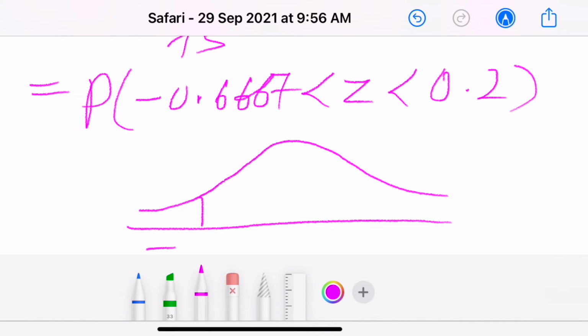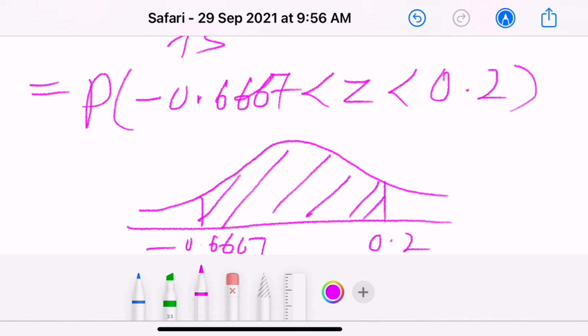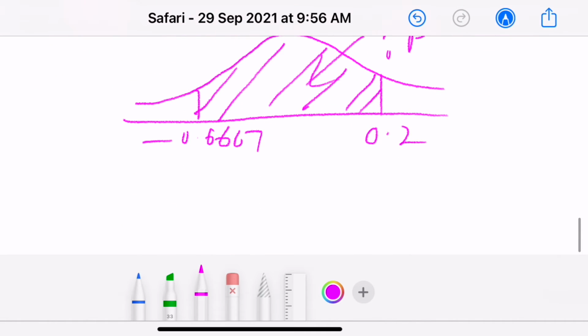Now let's sketch the graph first before we solve. Here is negative 0.667. Here is 0.2. So the area that we want is here. Area represents probability. So we want to know the probability here. So we have to use a calculator.